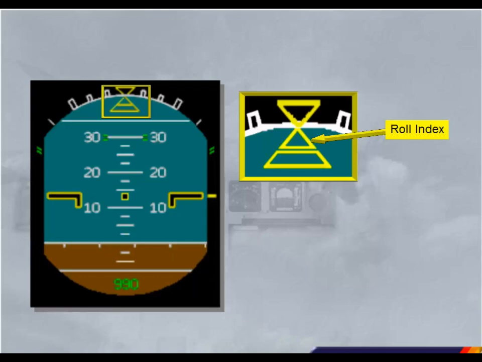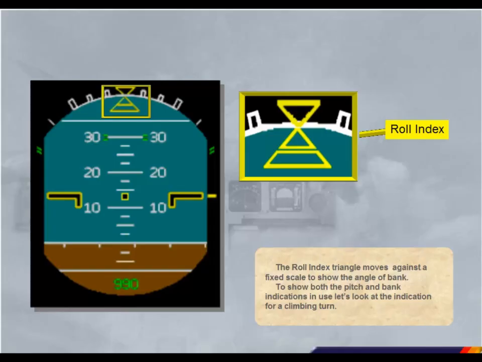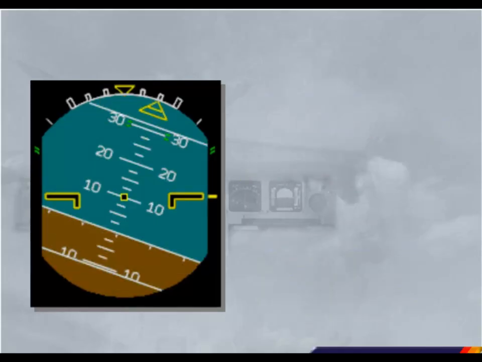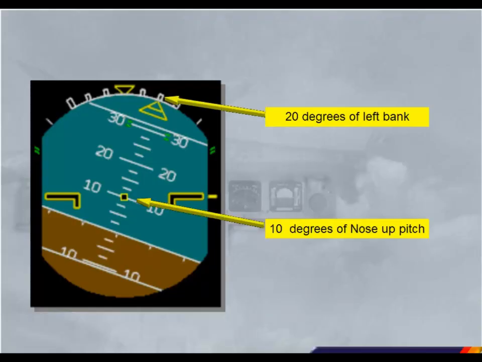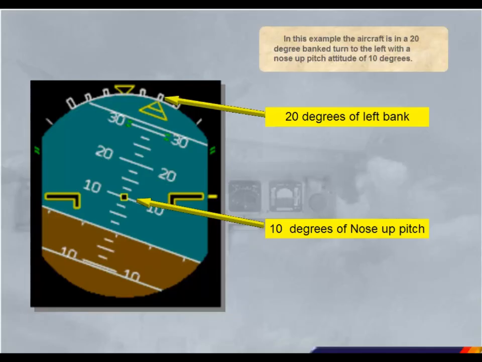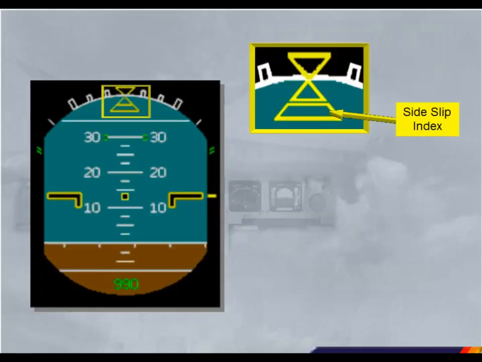To show both the pitch and bank indications in use, let's look at the indication for a climbing turn. In this example, the aircraft is in a 20-degree banked turn to the left with a nose-up pitch attitude of 10 degrees. Below the roll index is the side slip index. This index moves to indicate side slip and replaces the old-fashioned slip ball.